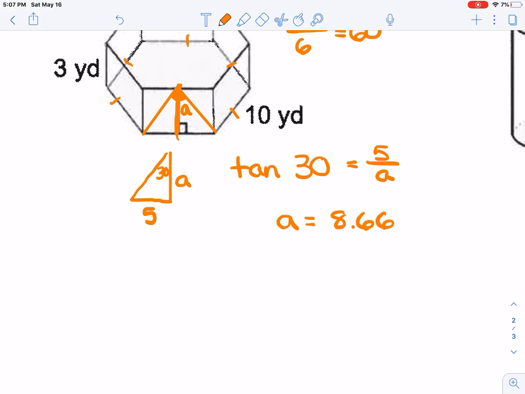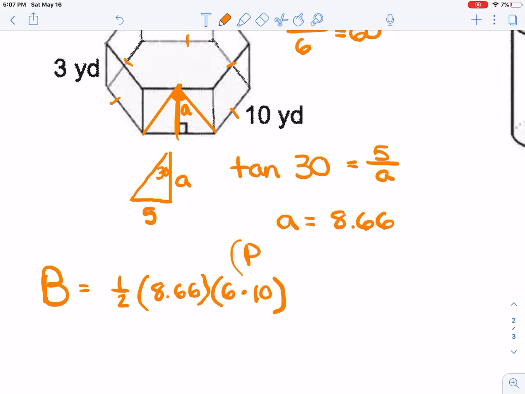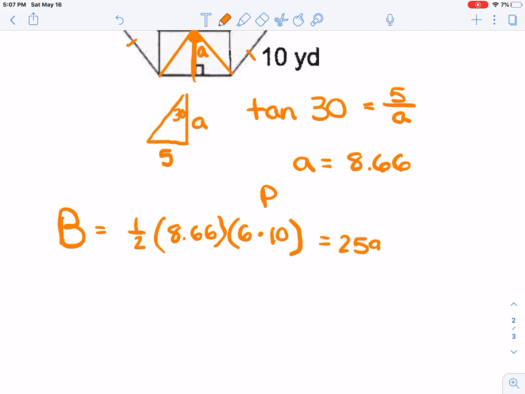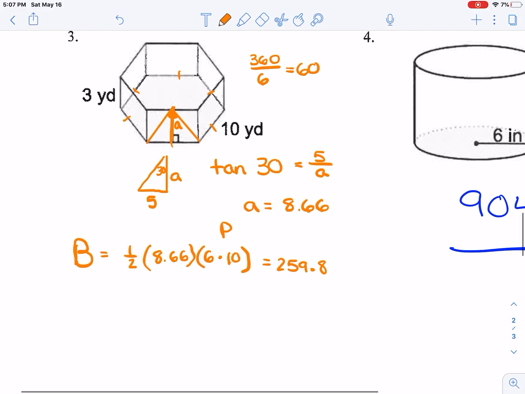8.66 for that. So then for our area of that whole pentagon, remember, so maybe I'll put a capital B here, our area of our base. That's going to be your 1/2 times your apothem, which we just found, times your number of sides, so in this case 6, times each side length, which is 10. Or we could say 6 times 10, that's the same thing as your perimeter, remember. If we go ahead and multiply all of that out, we're going to get 259.8 roughly.